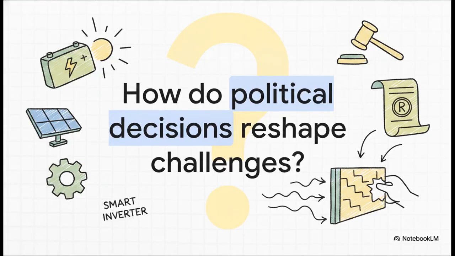But here's the catch. Mastering the hardware is really only half the battle. We have to ask ourselves, how do political decisions reshape these technological challenges? Because honestly, no matter how brilliant your battery storage tech is, the rules of the game, the ones set by regulators, can literally make or break a project overnight. So let's shift our focus from the physical hardware of the grid to the software of legislation.